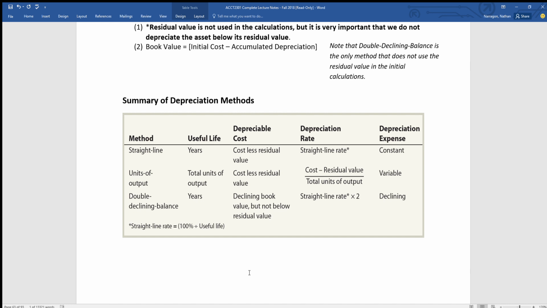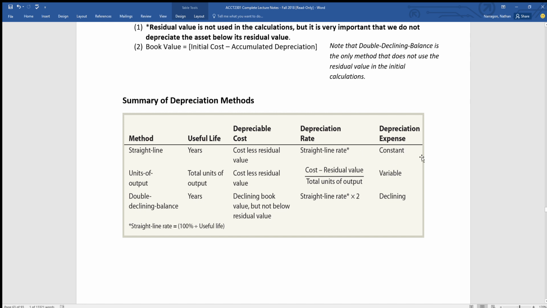Depreciation rate, again, we're looking at straight line rate. This is straight line rate times 2. So again, 100% divided by useful life. So 1 divided by how many years we have. This one's the only difference is still cost minus residual value divided by total units of output. Again, when you look at the formula for straight line, it's best just to take cost minus residual value divided by useful life. It's the same thing. Okay, that's a little bit easier.